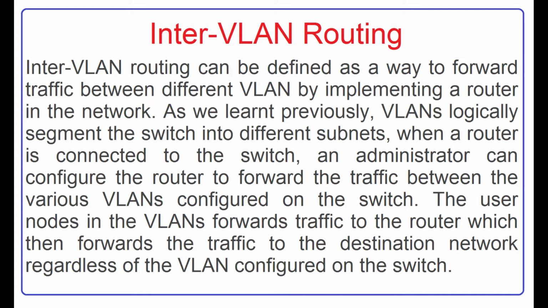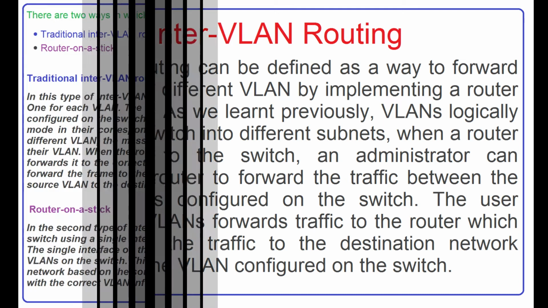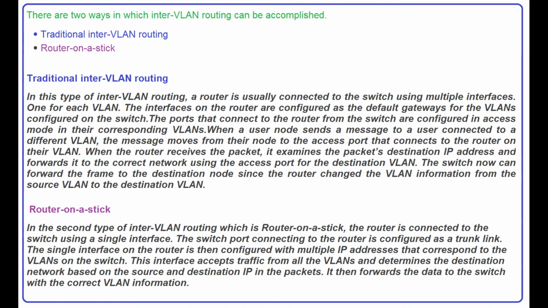The user nodes in the VLANs forward traffic to the router, which then forwards the traffic to the destination network regardless of the VLAN configured on the switch. There are two ways in which inter-VLAN routing can be accomplished: traditional inter-VLAN routing and router on a stick.